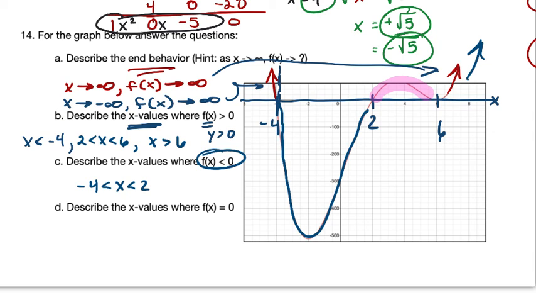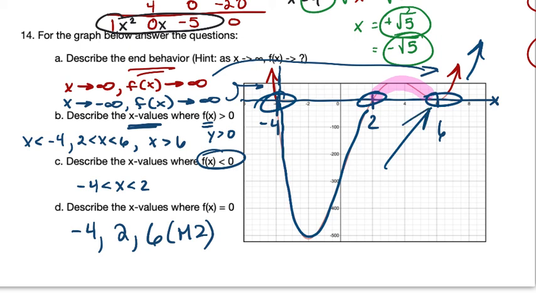And then lastly, where does it equal 0 at? Well, that's right where it crosses the x-axis, our solutions, so at negative 4, at 2, and at 6. At 6, you might want to put multiplicity 2, because that's what's going on there. It's just touching and pulling away. So there's 4 solutions shown, negative 4, 2, and 6 twice. And that's it.